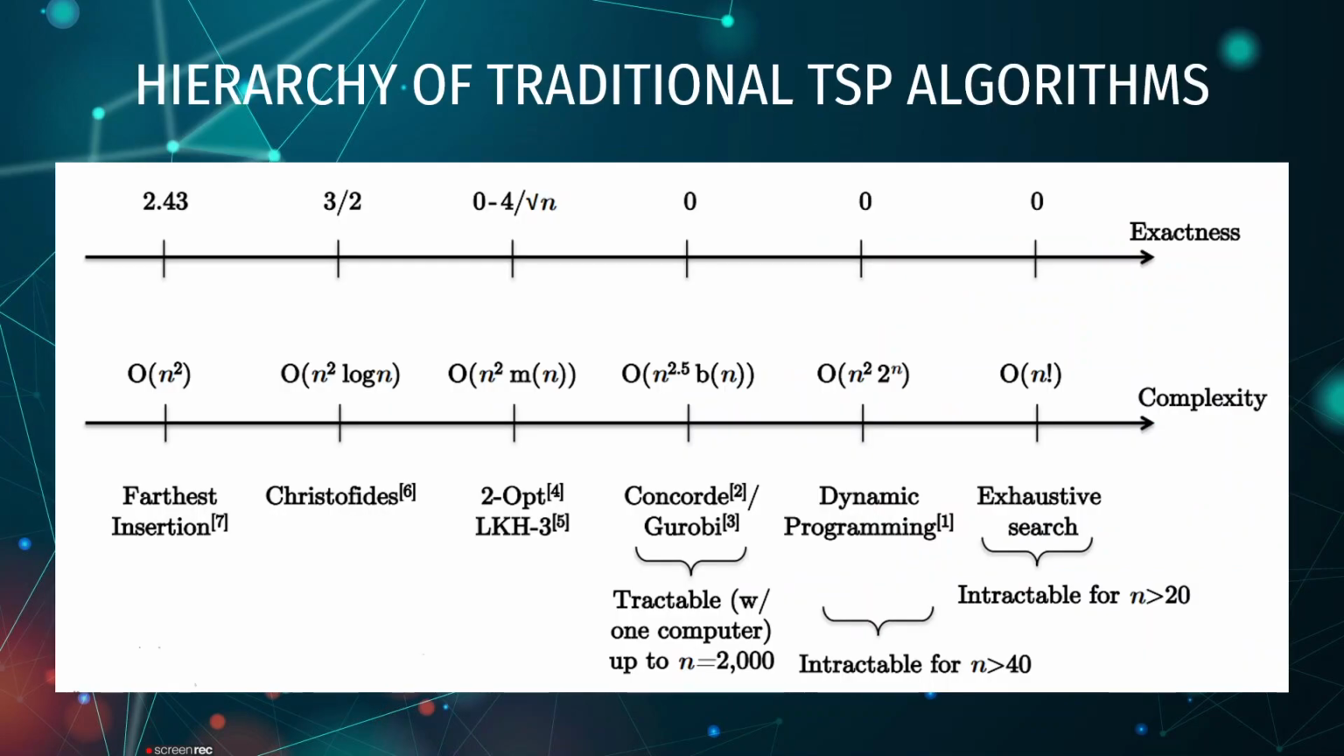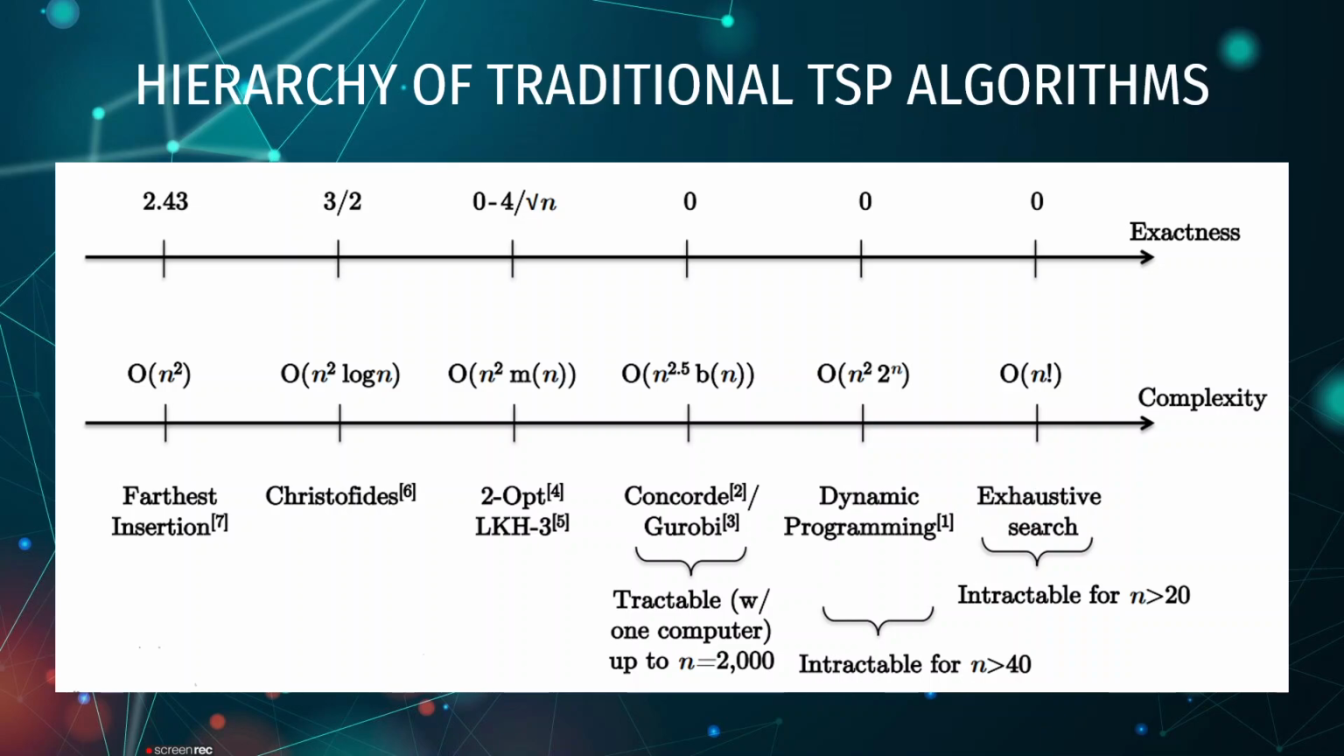Then we have the hierarchy of traditional TSP algorithms. Here we compare the approaches discussed so far. This diagram shows how the traditional approaches perform in terms of complexity, and to make the approaches feasible, we are required to compromise on the accuracy of our solution.